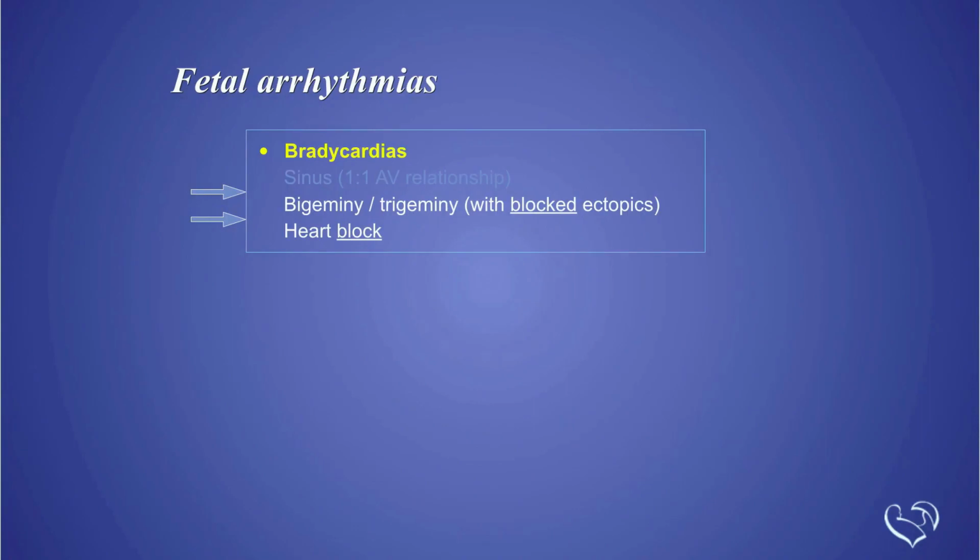So that's sinus bradycardia, not very common. The one that's quite common is ectopic triggered bradycardia. So because of blocked atrial ectopics. It could be regular or irregular, depending on how often the ectopics happen. Sometimes they're conducted, sometimes they're blocked. It can be all over the place. It can be a bit chaotic.